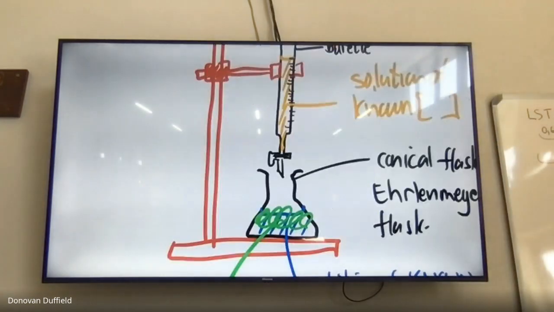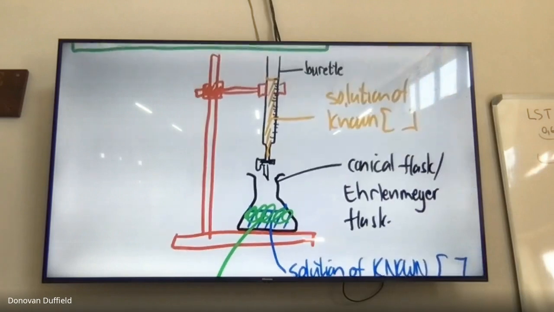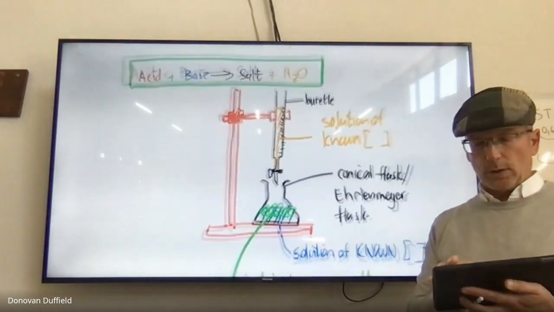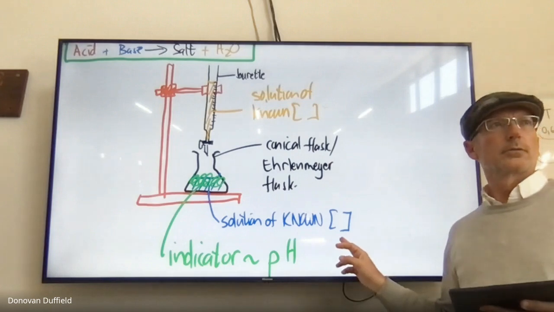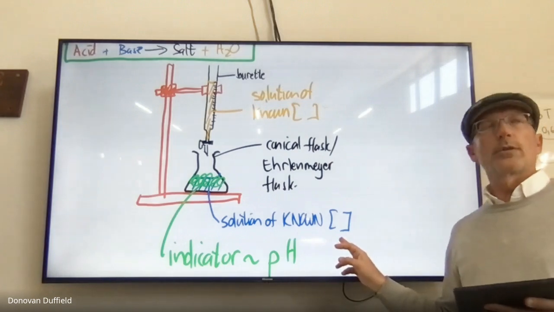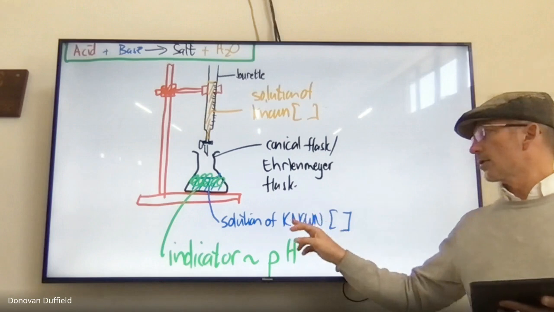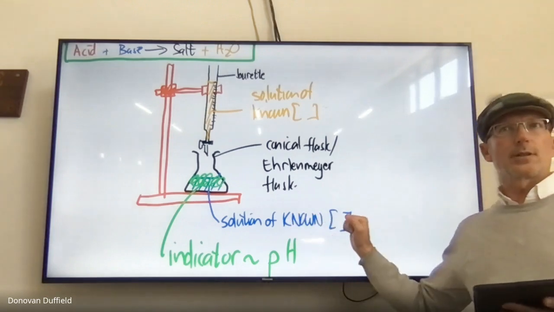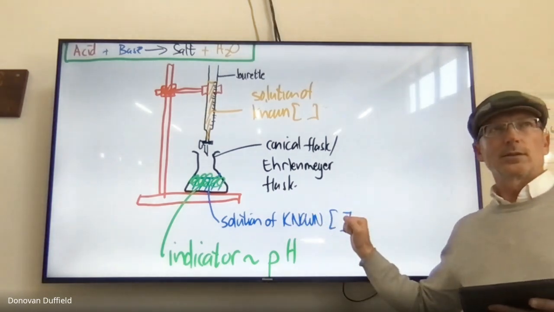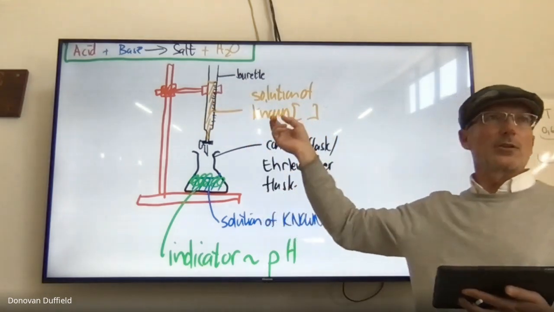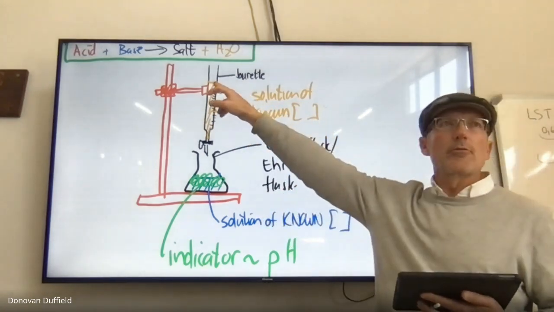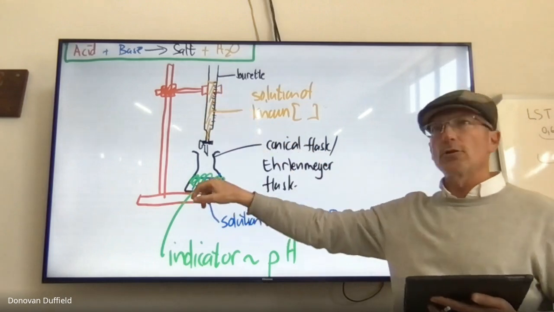Because what you're going to do now is you've got a known concentration. Look at what I said here. I said solution of known concentration. Will it always be like that? We work with it like that. So the solution of the known concentration is here. And the solution of the unknown concentration is there. So what we then do is we run it until we reach neutralization.